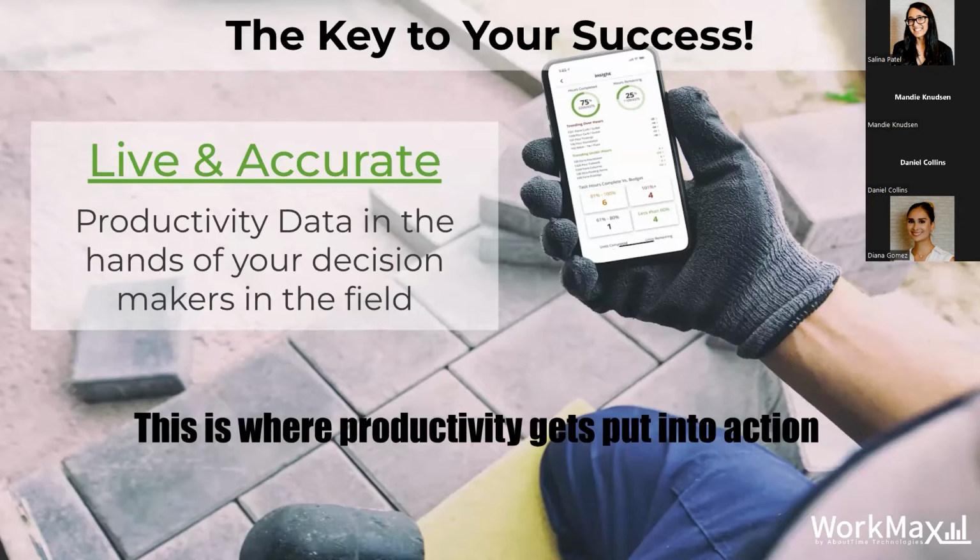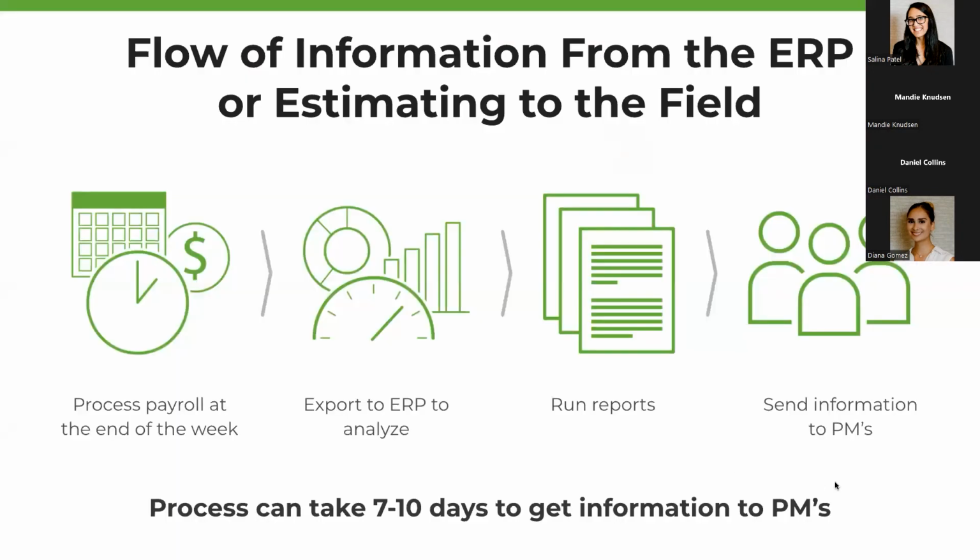It gives them the visibility that they need to allocate their company resources where it matters the most. This is the key to success. This is where profitability gets put into action. The way most companies are currently processing profitability information, though, it usually takes anywhere from 7 to 10 days plus to get that information out to the field and into the hands of their decision makers.